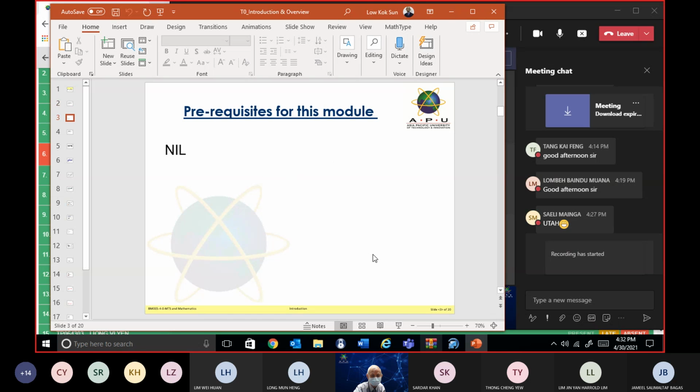Now, about the prerequisite of this module. Prerequisite means what you need to know before you come to this module. Actually, you see, we are so confident that you need not have knowledge of mathematics in order to join us, because we're going to build it, because you already have a maturity of thought. We are going to build up very quickly. So the prerequisite is zero. You don't need to have any prerequisite.